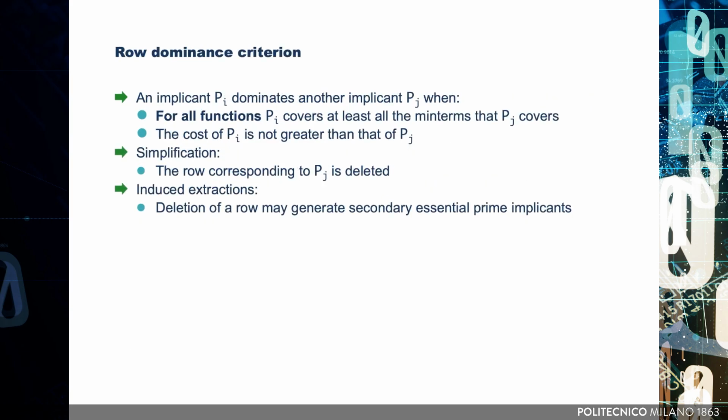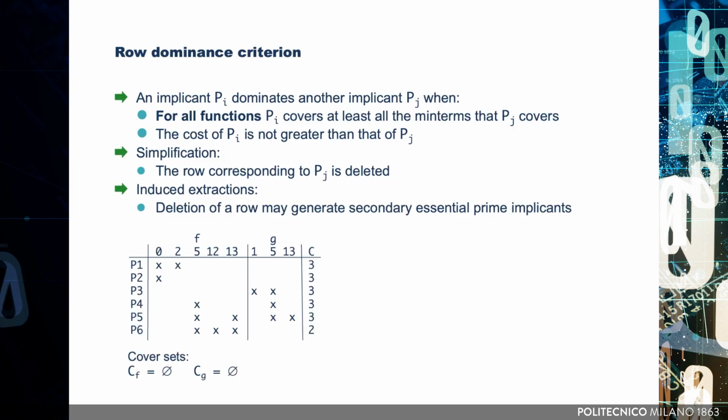Row dominance is applied by considering all functions together. An implicant Pi dominates another implicant Pj when Pi covers, for every function, at least all the minterms covered by Pj, and Pi has a cost less than or equal to that of Pj. As in the case of a single function, the row corresponding to the dominated implicant is removed. This simplification can sometimes result in the emergence of secondary essential prime implicants, which should be handled as previously shown.